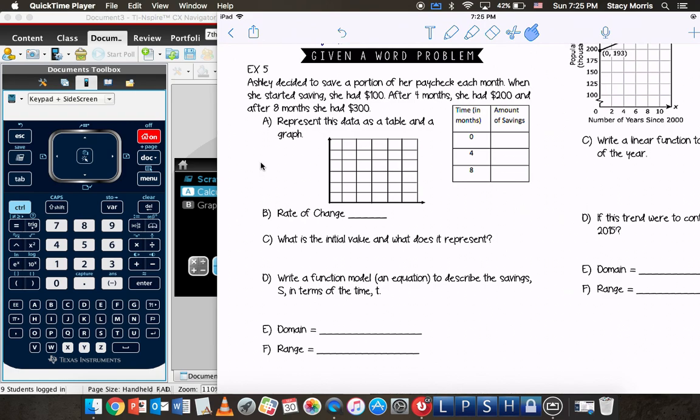This is just going to be the rest of these notes on word problems. So example 5, it says, Ashley decided to save a portion of her paycheck each month. When she started saving, she had $100. After 4 months, she had $200, and after 8 months, she had $300. So A says to represent this data as a table and as a graph.